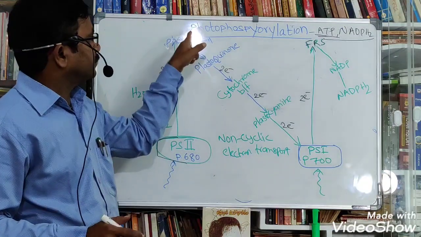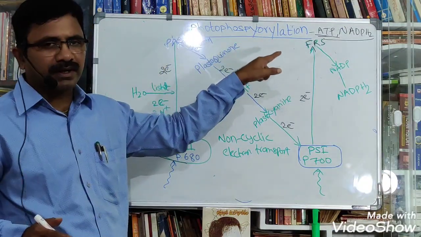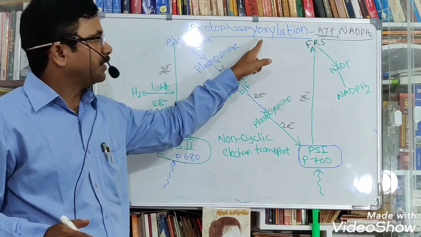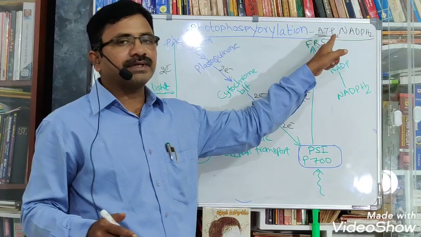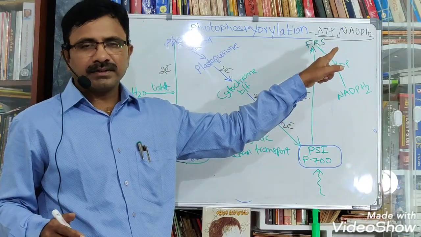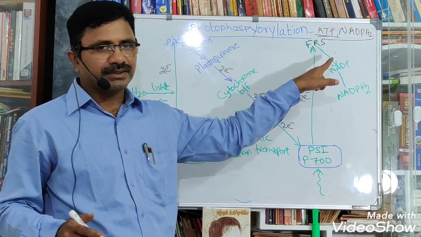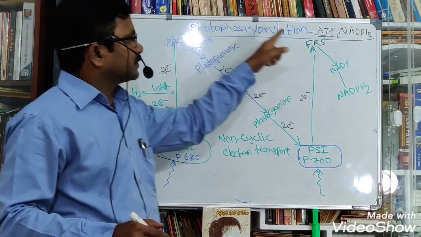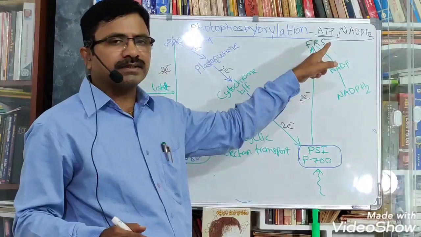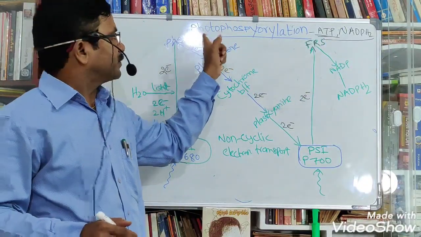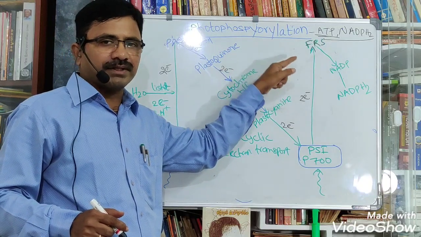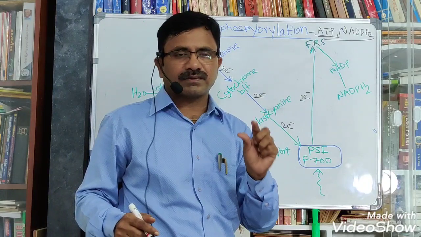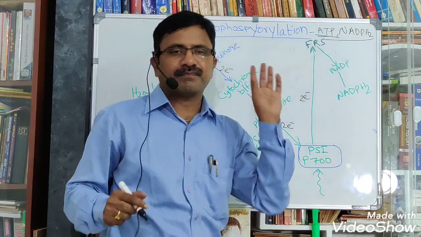Okay, the first is photophosphorylation. Photo refers to light, phosphorylation refers to formation of ATP, adenosine triphosphate. It is a form of bioenergy. Here the synthesis of ATP takes place in the presence of light. It is known as photophosphorylation. The synthesis of ATP in the presence of light is known as photophosphorylation.